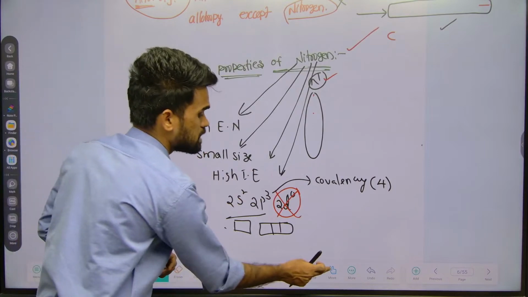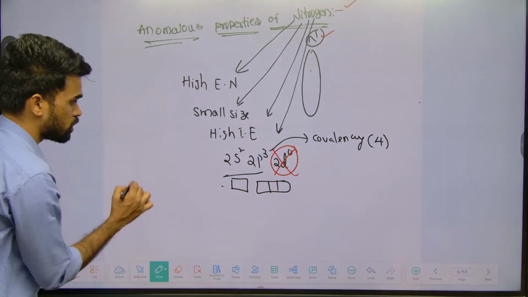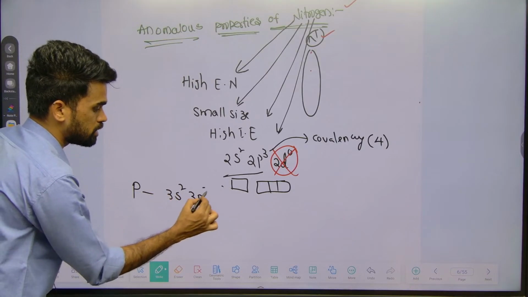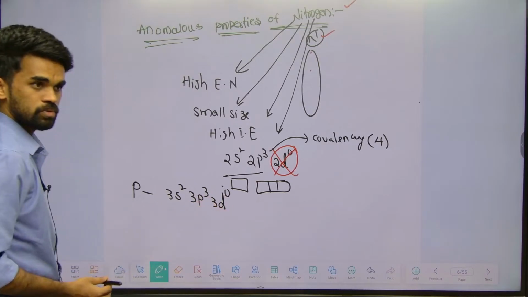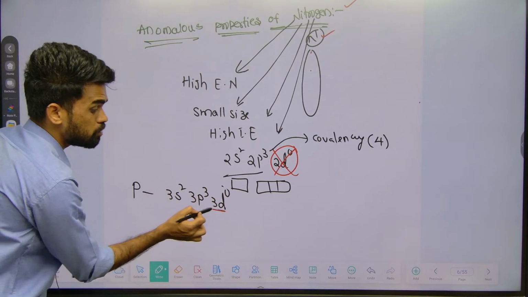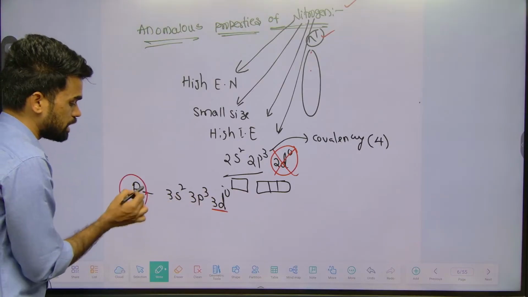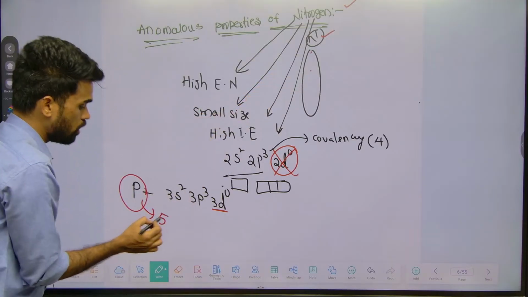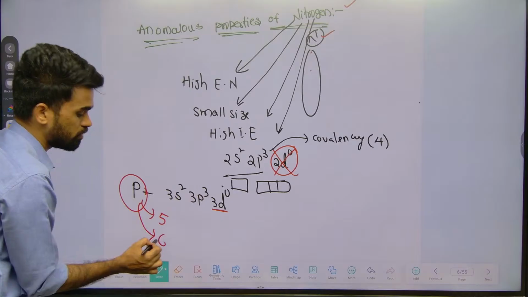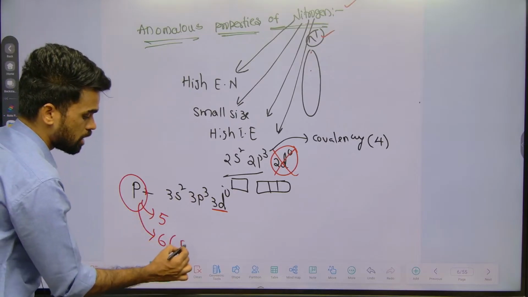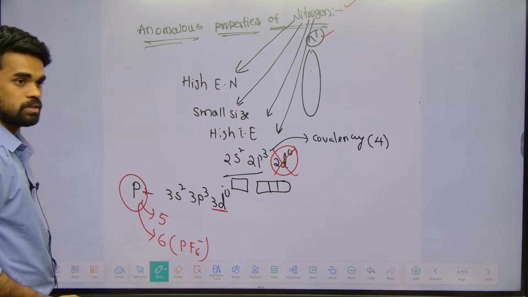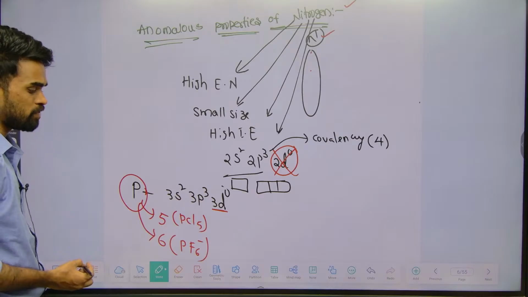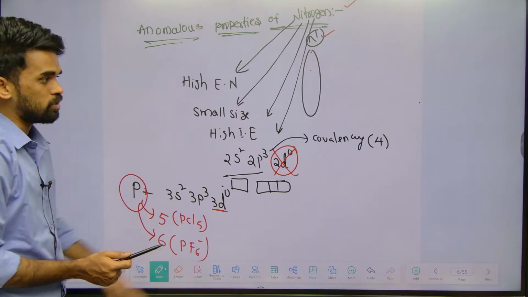Whereas for other elements, like phosphorus, what is its valence electronic configuration? 3s2, 3p3, 3d0. Now it has empty d orbitals, so phosphorus can increase its valency beyond 4. It can show valency 5 and maximum even 6. What is the example for 6? PF6 minus. For 5 you can write PCl5, PF5. Do you understand what we mean by covalency?